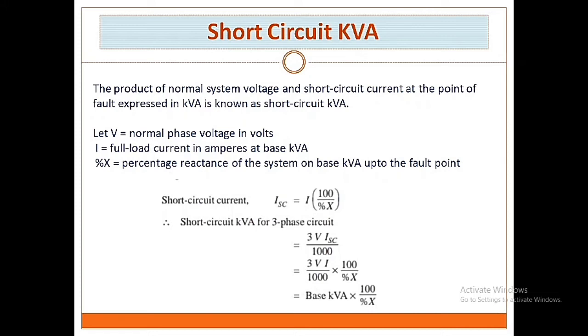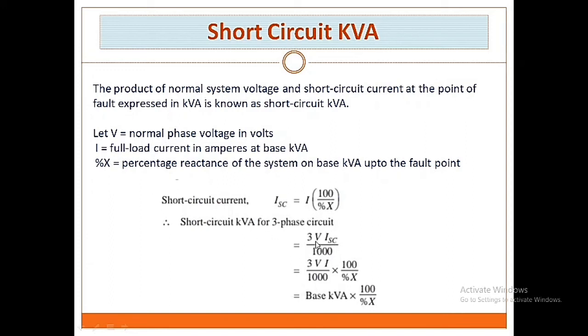Now this is our main topic, short circuit kVA. What is short circuit kVA? The product of normal system voltage and short circuit current at the point of fault expressed in kVA is known as short circuit kVA. I repeat, the product of normal system voltage and short circuit current at the point of fault expressed in kVA is known as short circuit kVA. Here V is the normal phase voltage and ISC is the short circuit current.